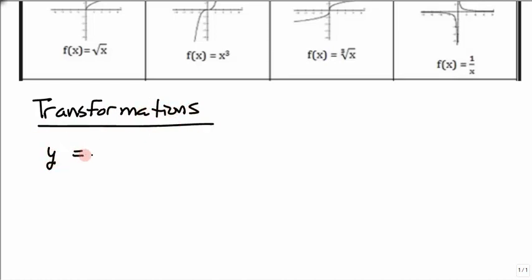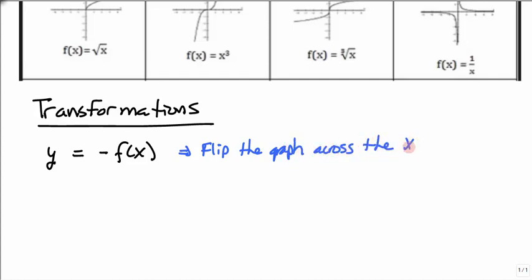So one graph that we could look at is negative f of x. So it would be taking any of these graphs and putting a negative sign out front. Well, the overall effect of this would be to flip the graph across the x-axis. So whatever was above, we flip below, and whatever was below, we flip above. So it reflects itself across the x-axis. Another way to say it is to reflect across the x-axis.